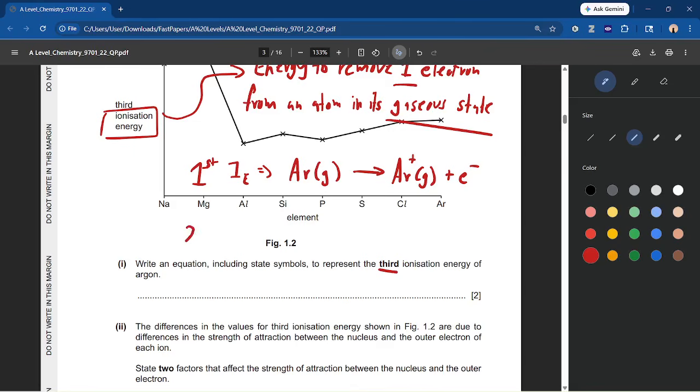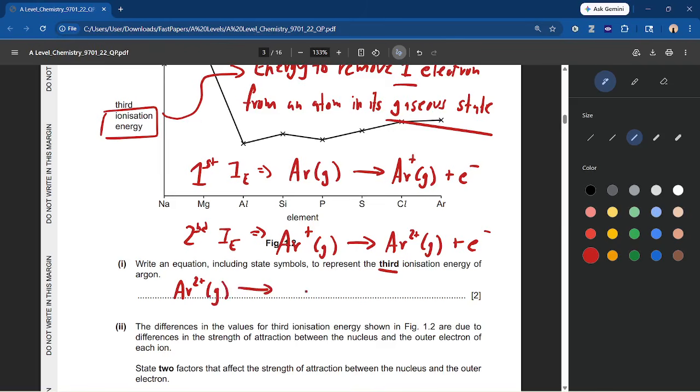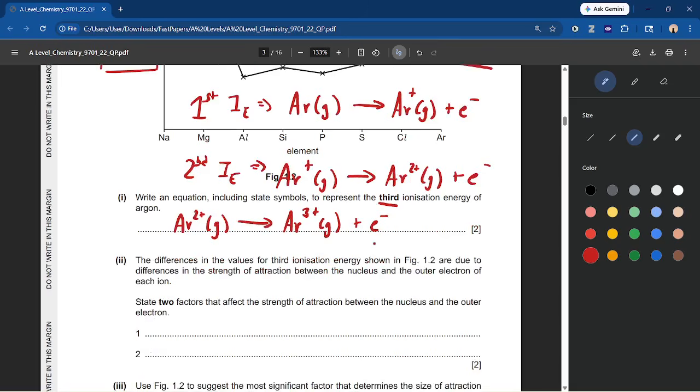So if this is your first, your second ionization energy, you're going to have to assume that it's going to be argon, which has already lost 1 electron, because remember, you're removing a second electron. So this will be Ar+ gas, giving Ar2+, but remember, you're still removing only 1 electron, so this will be plus e. So that means that your third ionization energy will be Ar2+, again, remember, in its gaseous state. You give the arrow, and because it's the third ionization energy, you've lost 3 electrons total, still in its gaseous state. And remember, the definition itself says 1 electron. So this will be 1 electron.